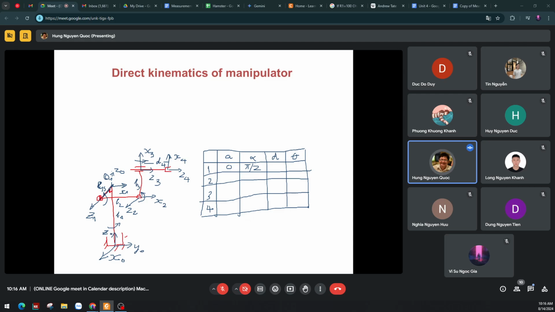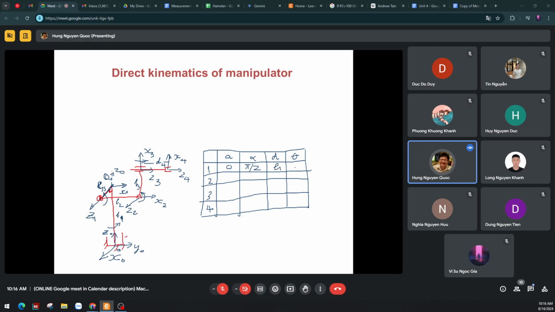D is the distance between O0 and O1 when you project O1 on the axis G0. In fact, this is already on G0, so the distance is L1. Here we say L1. Okay, so this will be L1.